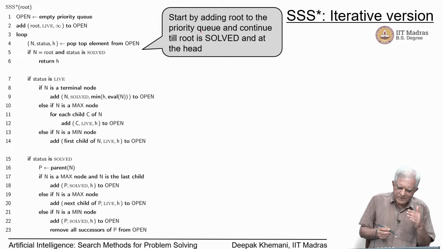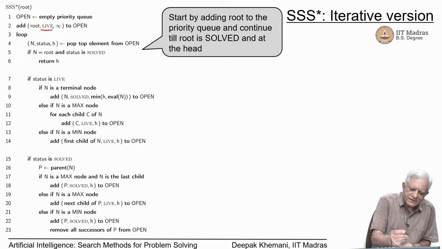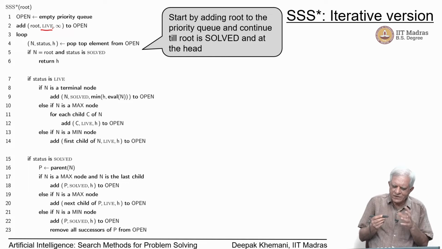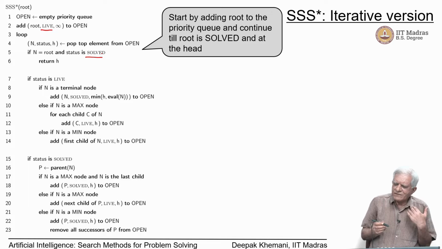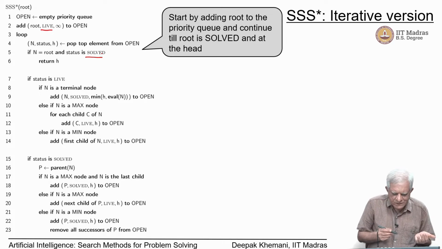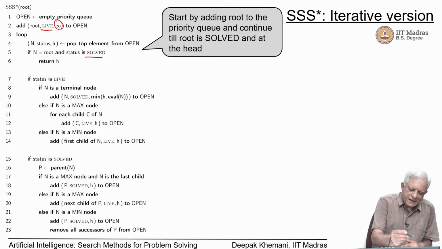So every node in our priority queue will have 2 possible values. It will be either solved or it will be live essentially. So we start off by saying that root is a live node, we still need to work on it. But at some point when root will become solved, then we will be able to terminate, in the sense that we know the minimax value of the root essentially. The minimax value is stored as a third parameter here.